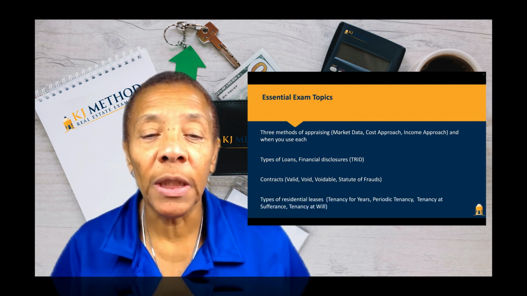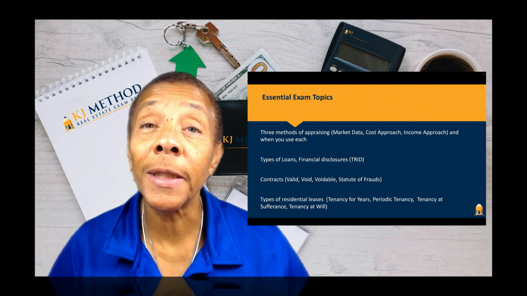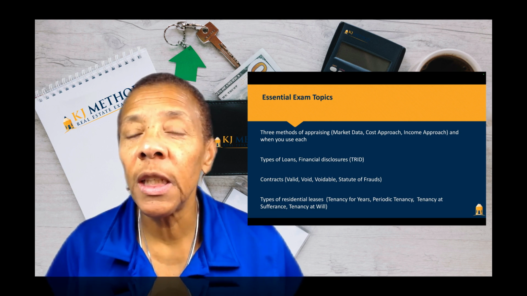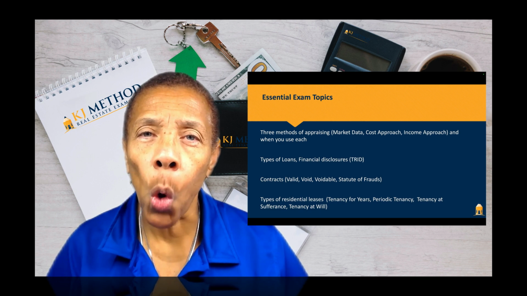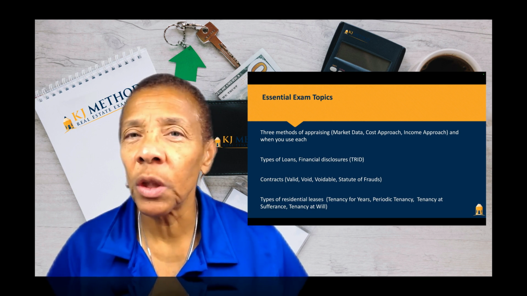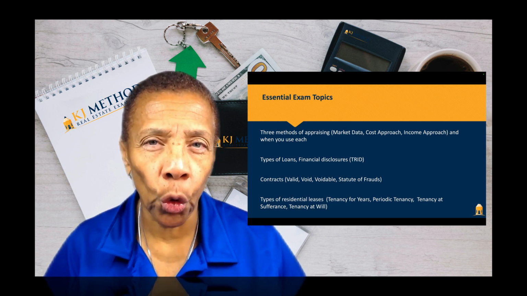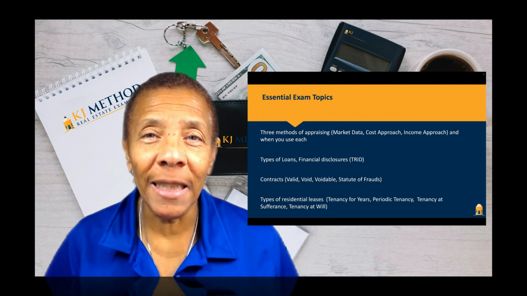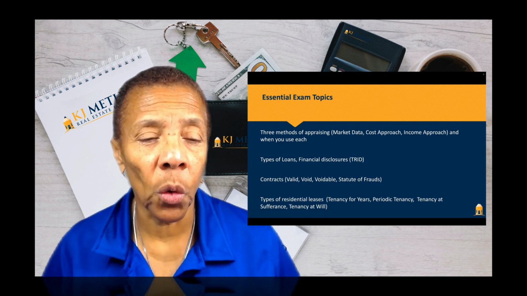Types of residential leases: tenancy for years, periodic tenancy, tenancy at sufferance, and tenancy at will. What are the differences between these leases in terms of notice requirements? What happens on death of a landlord? What happens on death of a tenant? What happens when the property gets sold? In what situations could the new buyer change the lease terms, or can they change the lease terms? That would be the question.